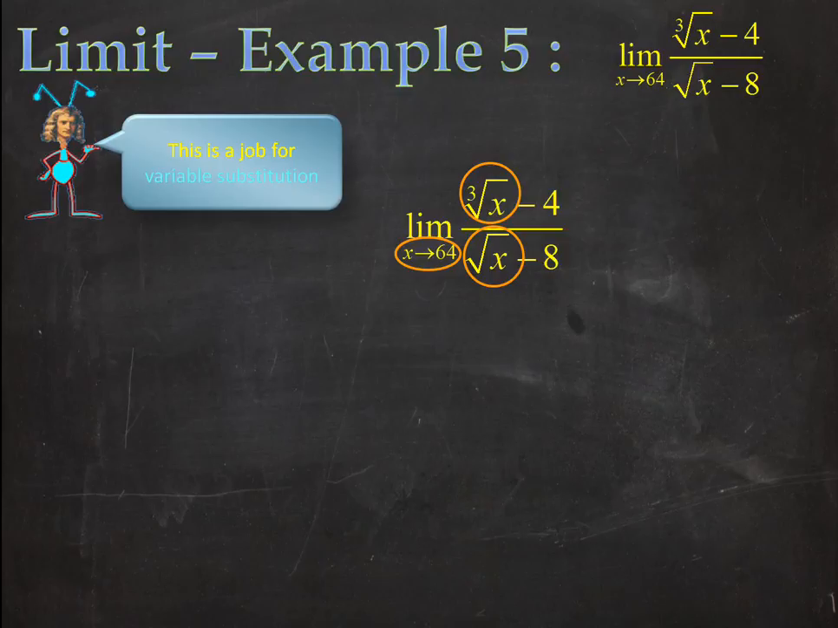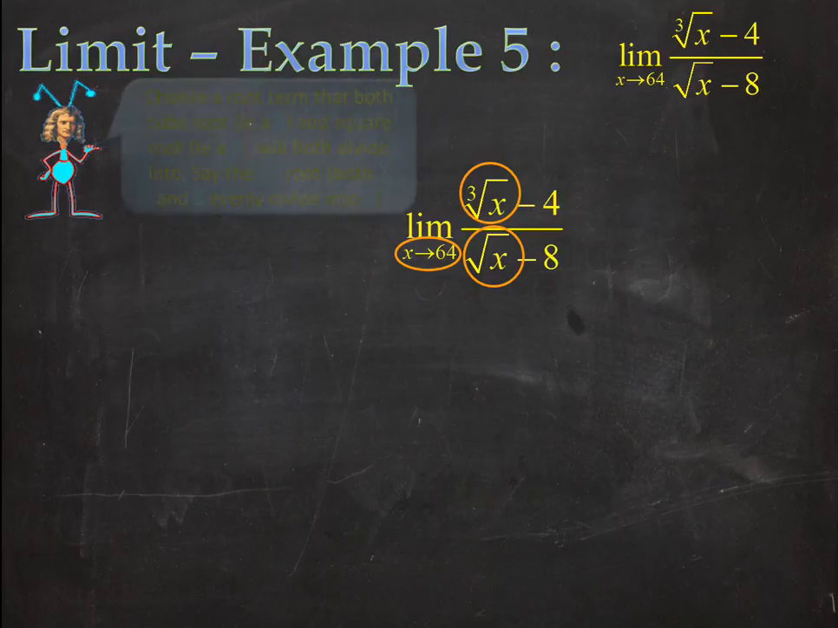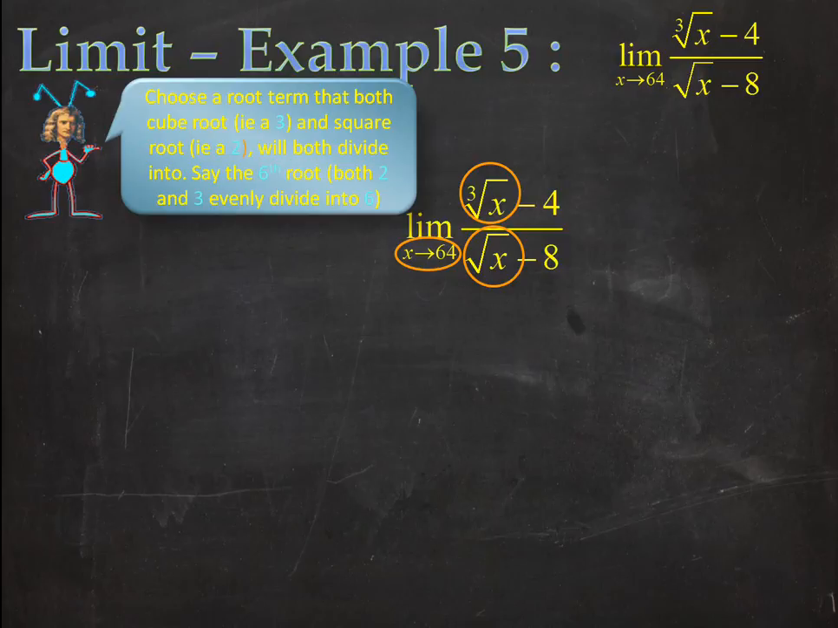Now, if you see a cube root, think of a 3, and when you see a square root, think of a 2. Think of a number that both 3 and 2 divide evenly into. And for me, a great number would be 6. So I'm going to make the variable substitution u equals the 6th root of x. And this gives me a starting point.